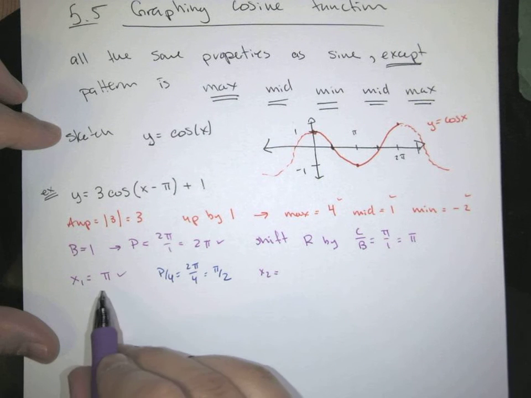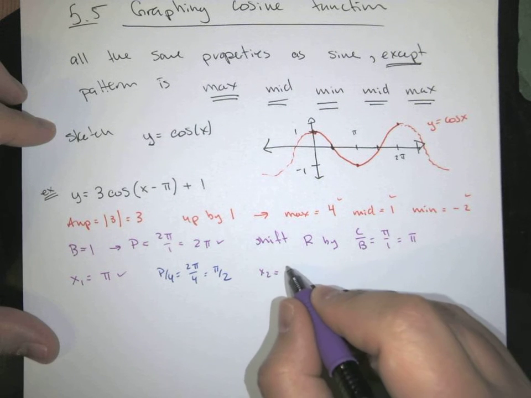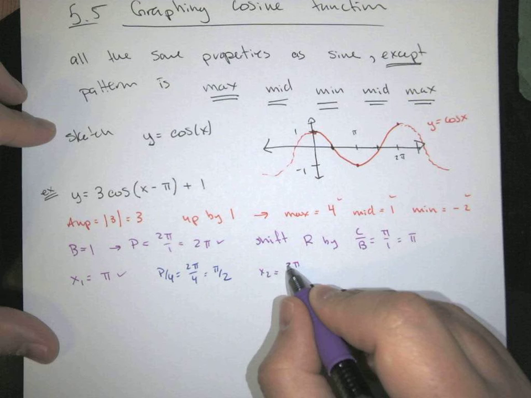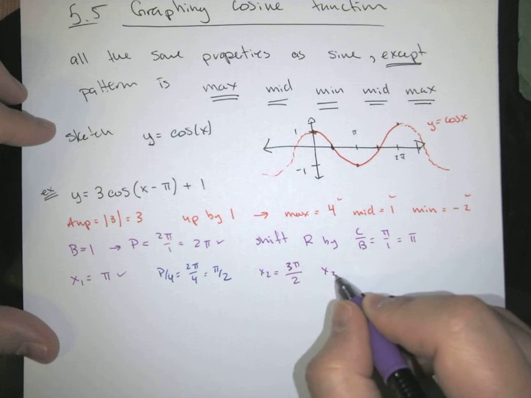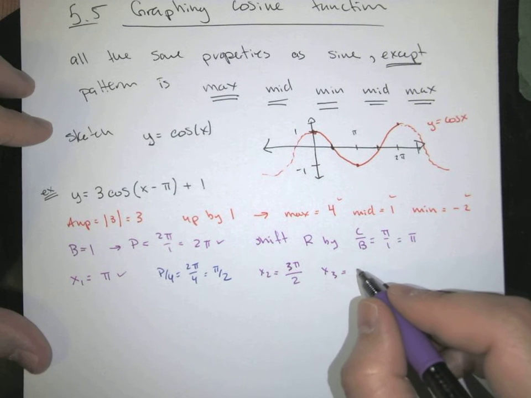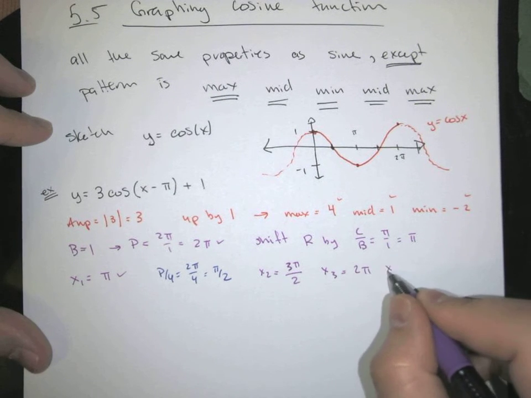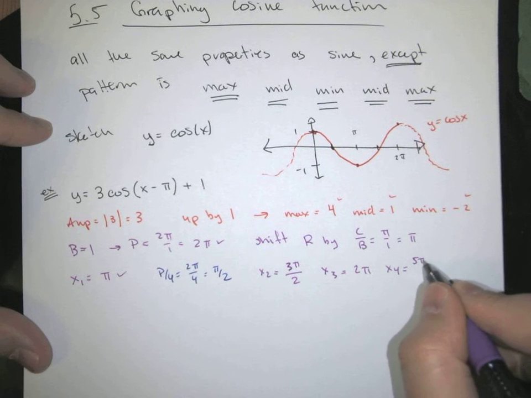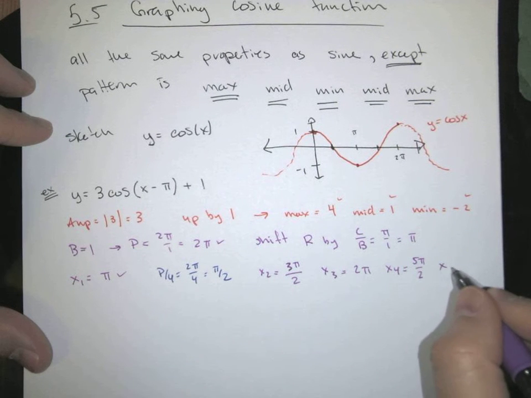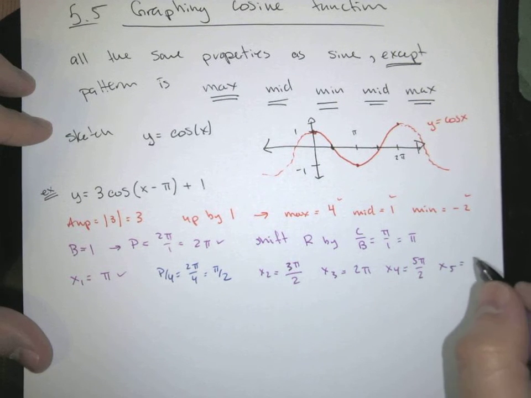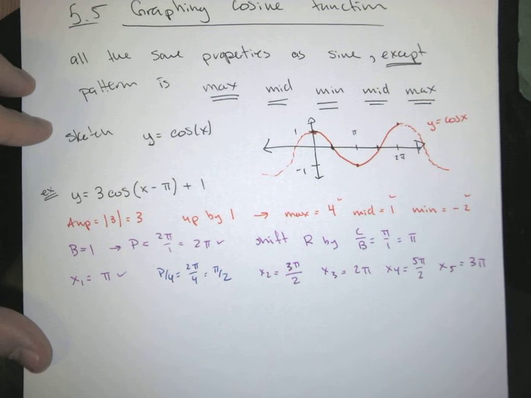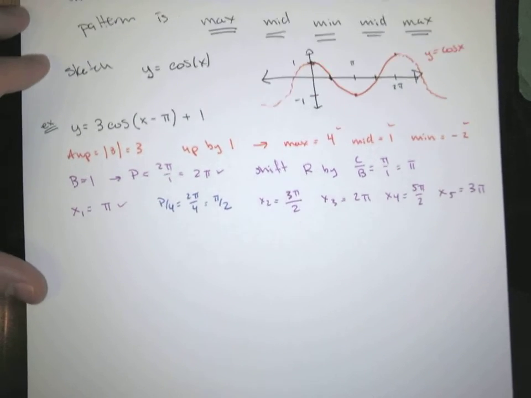So x2, right, this is 1 pi plus a half pi, would be 3 pi over 2. x3 is going to be 4 pi over 2, which would be 2 pi. x4 is going to be 5 pi over 2. And then x5 is going to be 6 pi over 2, which should be 3 pi. That's pretty reasonable. Let's make our table.